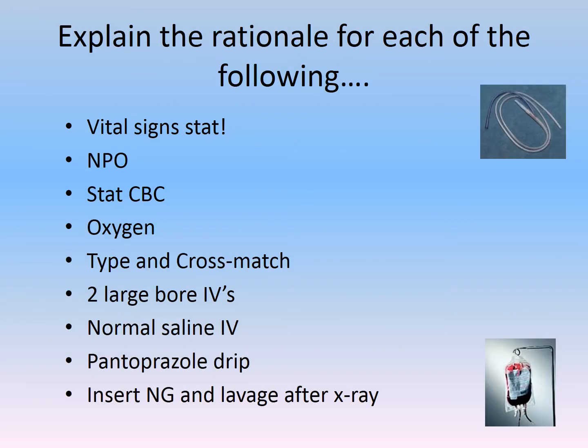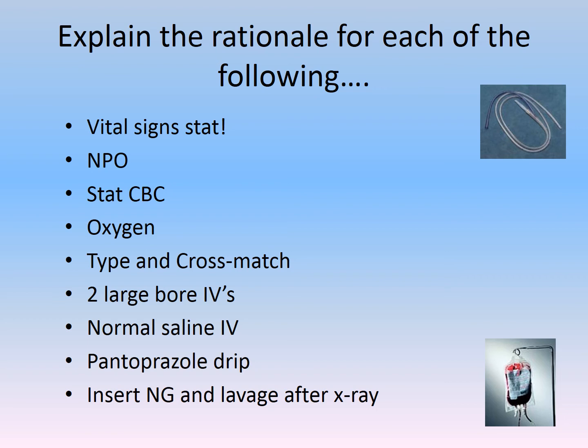Okay, so let's explain the rationale for each of the following. We know that we want to get vital signs to check for hemodynamic stability, make sure their blood pressure is okay and they're not going into shock. We also want to check for orthostatic hypotension. Generally, a greater than 10 millimeter of mercury drop in blood pressure from lying to sitting or sitting to standing indicates a greater than 20% reduction in blood volume. We also want to keep the patient nothing by mouth because we don't know if the patient's going to need surgery or what's going to happen.